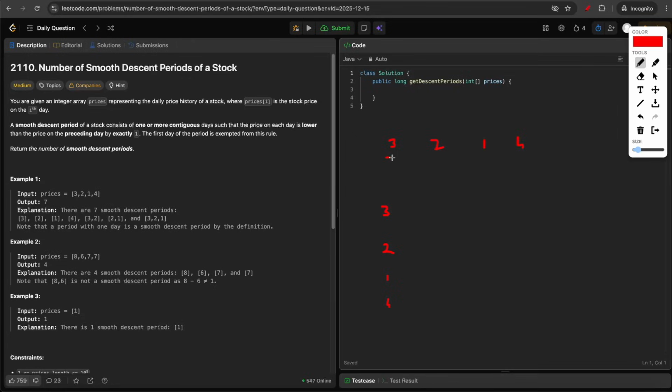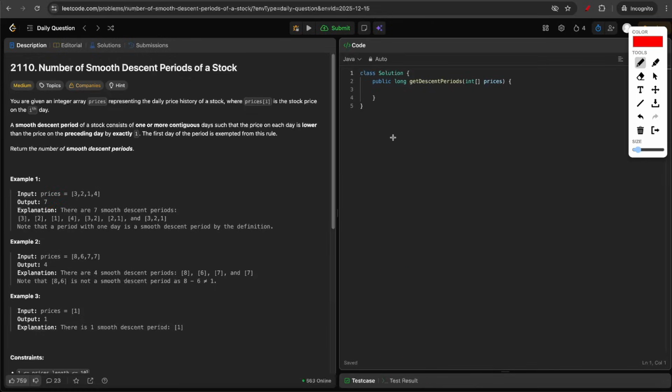After that, you can have 3 and 2 as the contiguous smooth descent period, because 2 is less than 3 by exactly 1. Then you can also have 2 and 1. Then finally, you can have the entire 3 to 1, so 3, 2, and 1. Because here as well, 2 is exactly 1 less than 3, and 1 is exactly 1 less than the previous number, which is 2. So in total, we have 1, 2, 3, 4, 5, 6, 7. So the answer is 7.